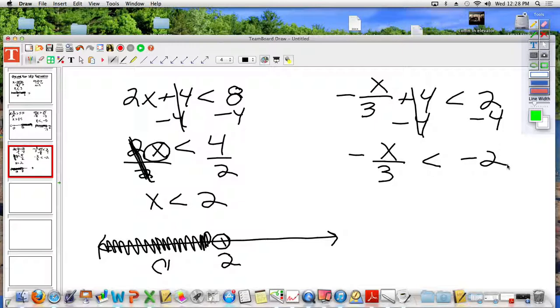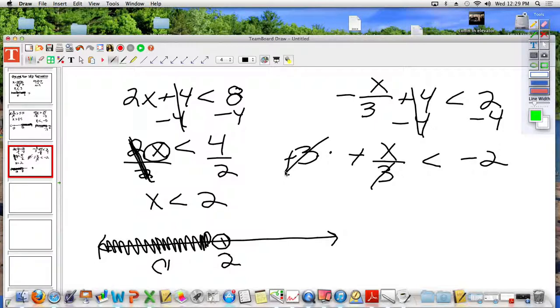Now, it says negative x divided by 3. I want to get rid of divide by 3, but I also want to get rid of that negative sign that's in front of the x. How do I get rid of the negative sign in front of the x? Just do -3. Got to do another negative. So in this case, I am going to multiply by -3. The 3's will cancel out, and so will the negatives.